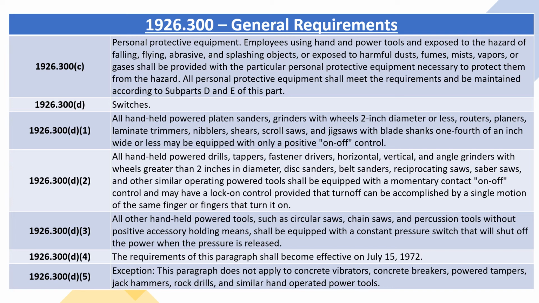1926.300 (d)(3) All other hand-held powered tools, such as circular saws, chain saws, and percussion tools without positive accessory holding means, shall be equipped with a constant pressure switch that will shut off the power when the pressure is released. (d)(4) The requirements of this paragraph shall become effective on July 15, 1972. (d)(5) Exception: this paragraph does not apply to concrete vibrators, concrete breakers, powered tampers, jackhammers, rock drills, and similar hand-operated power tools.